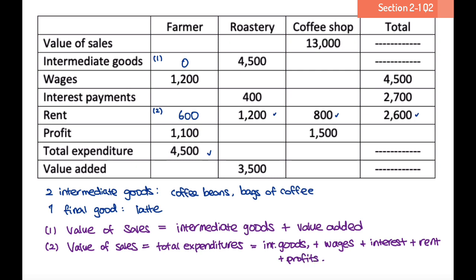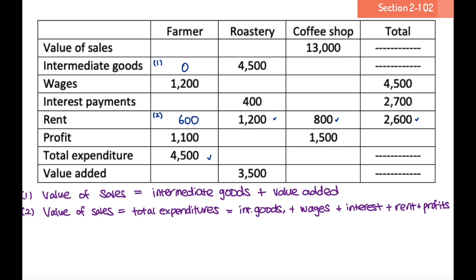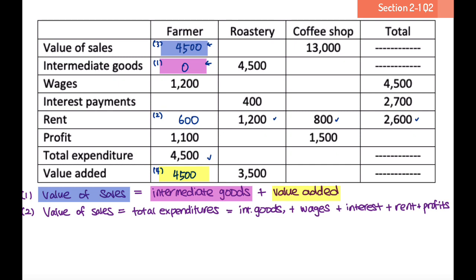Now, keeping this in mind, let's try to fill in the rest of the blanks. We know that the value of sales has to equal total expenditures, which means if you look at the farmer, their value of sales is going to be 4,500. And because the farmer wasn't using any intermediate goods, all of the value of sales is actually coming from the value that the farmer created, which means the value added by the farmer is also 4,500 because they started from 0 and created coffee beans that were worth $4,500. So the new value created by the farmer is 4,500.